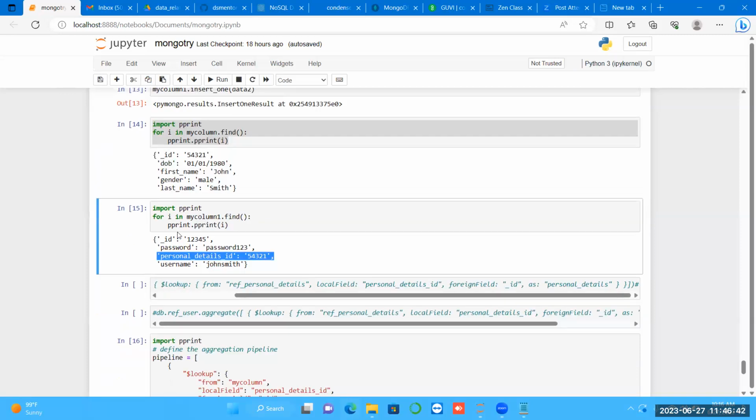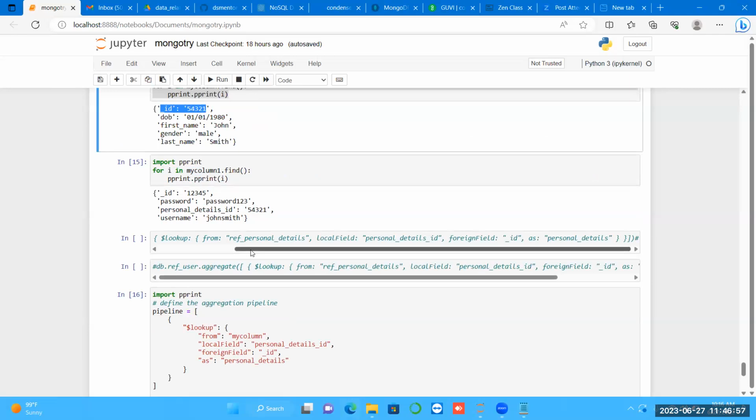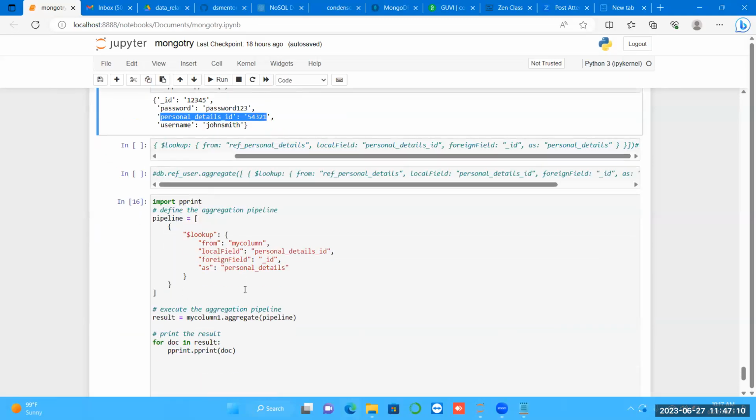In the pipeline, you have mentioned local field, isn't it? Local field means my column 1's personal detail ID. Go to my column 1 and verify we have personal detail ID, right? Yes, sir. Same thing we have created here also. Okay, go below. Now this is okay. Foreign field is the ID column of what? Of my column, only my column.